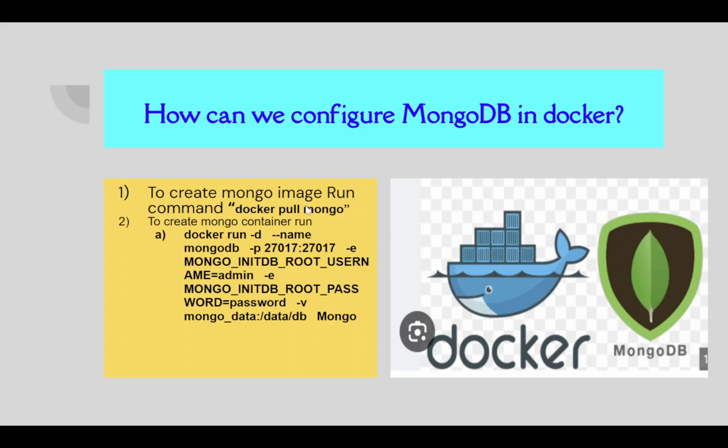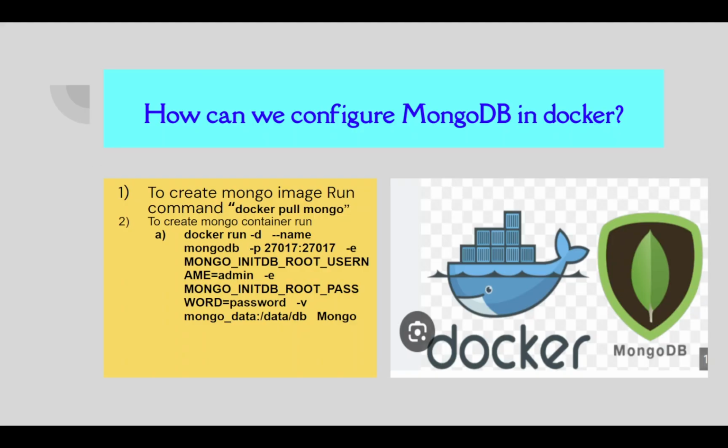Now we are done with enough definitions and boring documentation. Let's do some practicals. So how can you configure MongoDB in Docker? It's very simple. Just run these two commands. Docker pull mongo, which will create the image, and then this command, docker run -d, will create the Docker container. And while you're running the second command, you have to give some details.